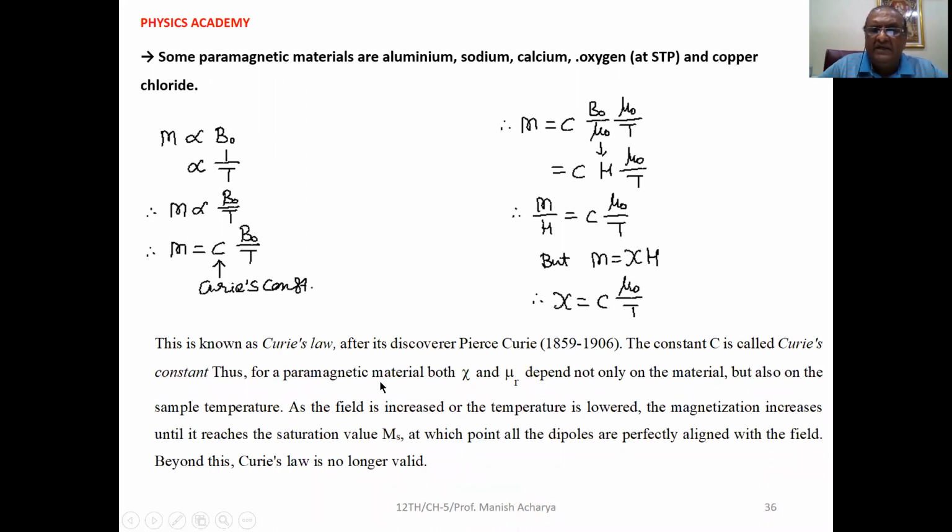Now, this equation is known as Curie's law, after its discoverer, Pierre Curie, and the constant C is called Curie's constant. Thus, for a paramagnetic material, both chi and mu r depend not only on the material, but also on the sample temperature. As the field is increased or the temperature is lowered, the magnetization increases until it reaches the saturation value M_sat, at which point all the dipoles are perfectly aligned with the field. Beyond this, further magnetization of the sample is not possible because all the dipole moments are now aligned. So beyond this, Curie's law is no longer valid. Clear to all of you?